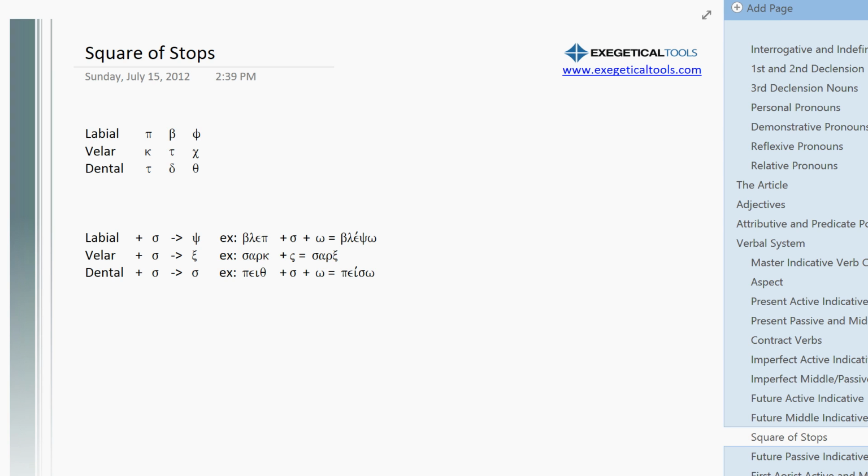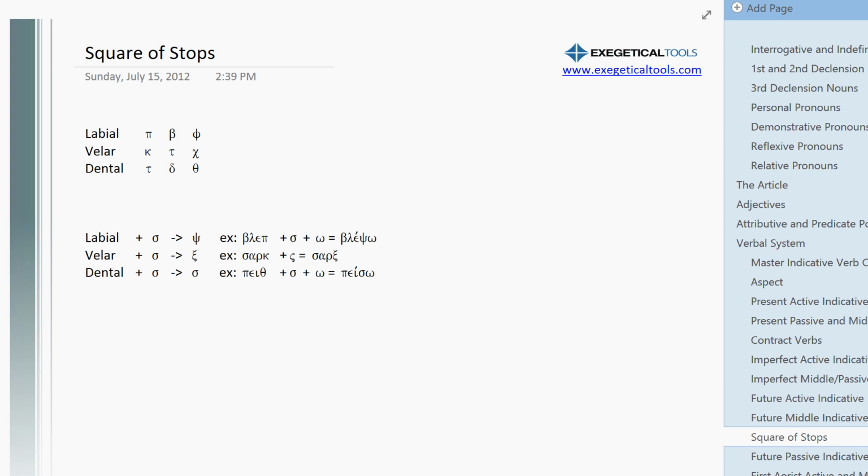So the square of stops is something to be aware of, because when you see a form that has essentially changed, you might say, as it's being formed, you're going to be able to recognize the stem a lot easier and be able to parse it a lot easier if you know the square of stops, or at least if you can refer back to it.